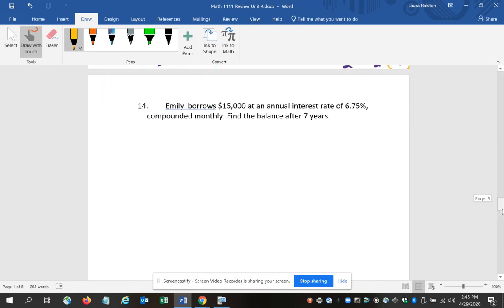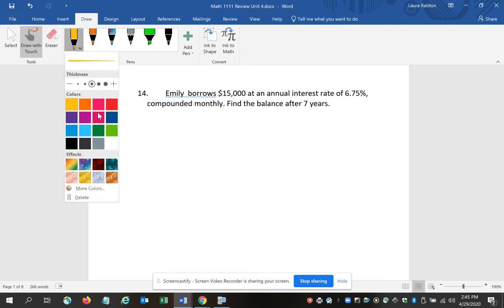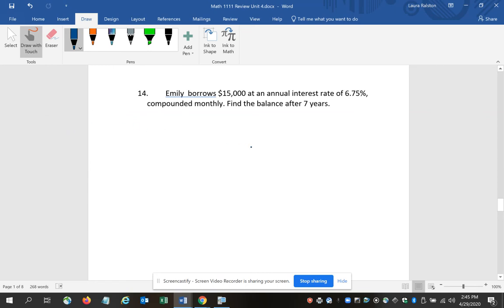Okay, we got 3 questions to go, and they're the application problems. Number 14 says Emily borrows $15,000 at an annual interest rate of 6.75%, compounded monthly. Find the balance after 7 years. So first thing that jumps out at me is that it's compounded monthly, which tells me to use the formula A equals P times (1 plus R divided by N) to the NT.